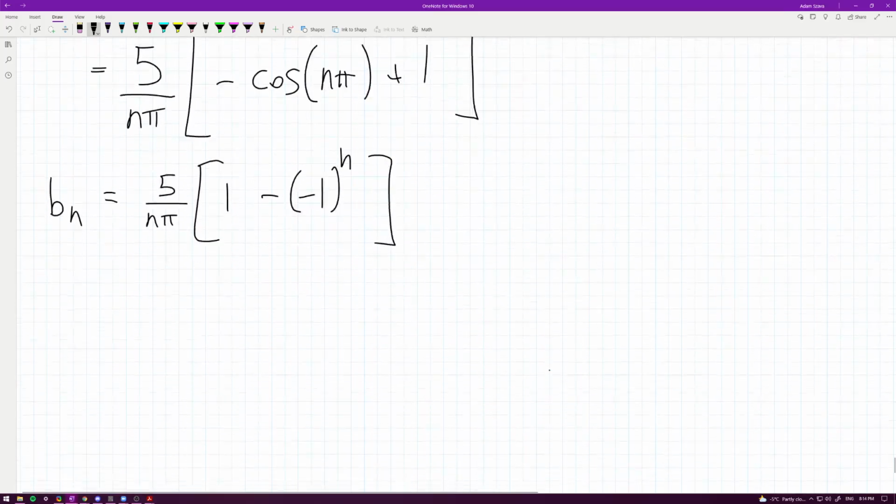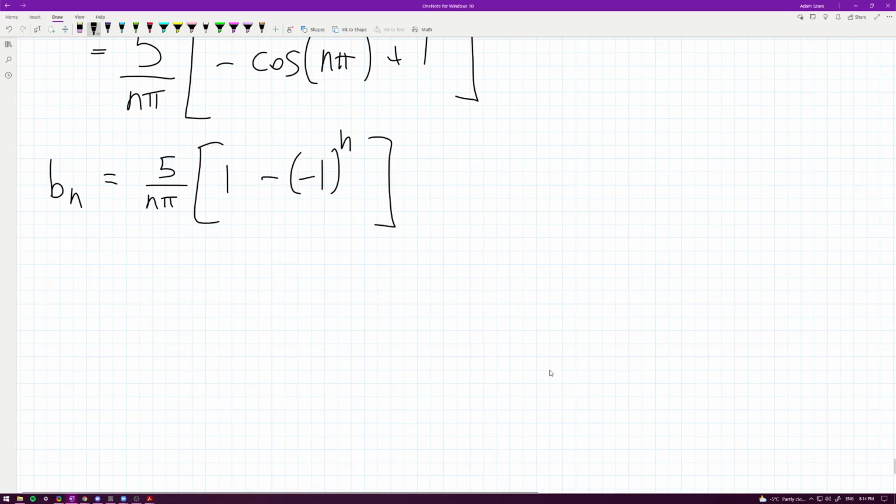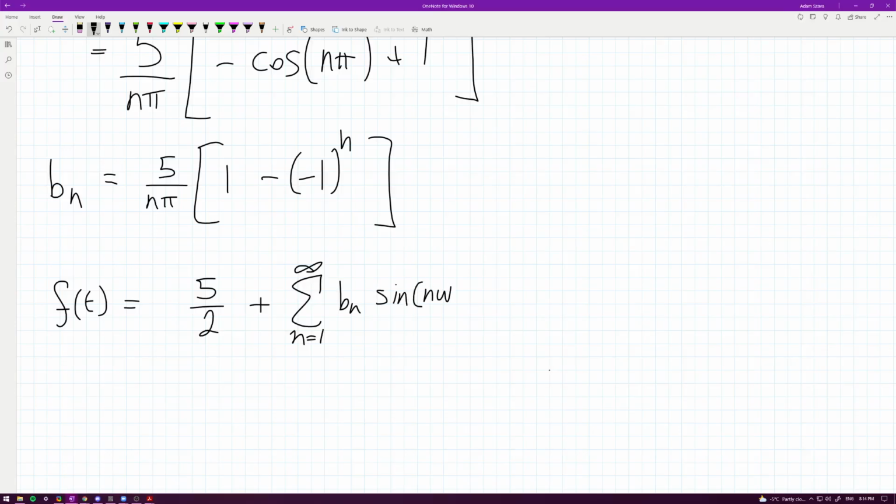Then from here, we just want to write our Fourier series. Our actual Fourier series, f of t, is going to be the DC component, 5 over 2, plus the sum, n goes from 1 to infinity, of b_n sine of n omega 0 t.